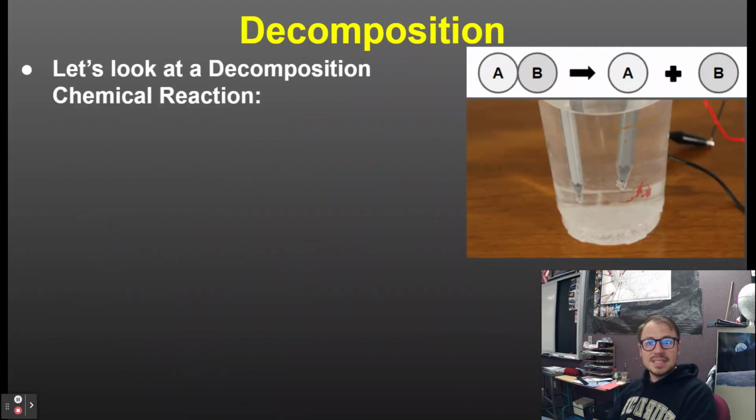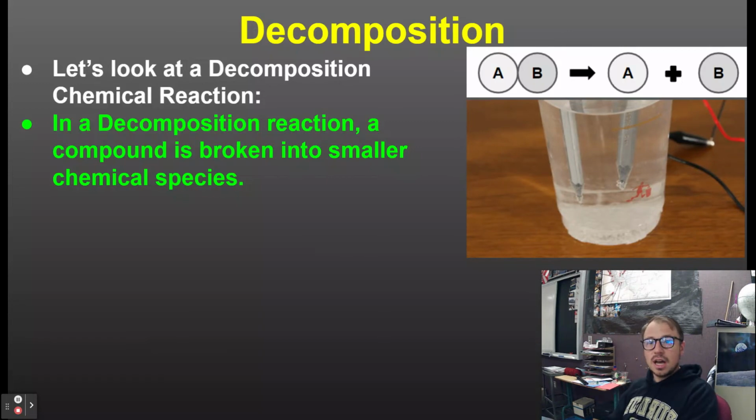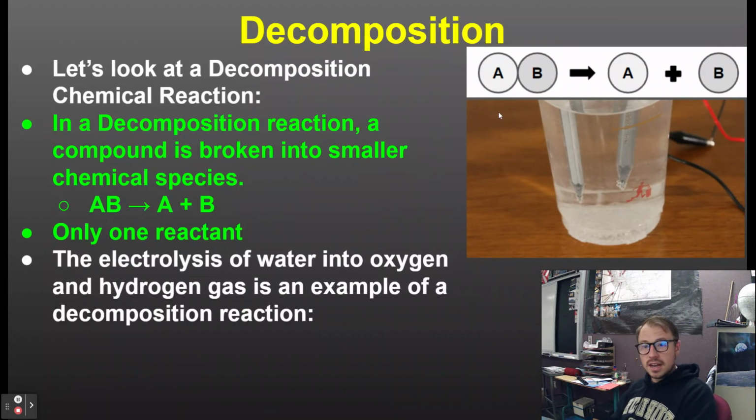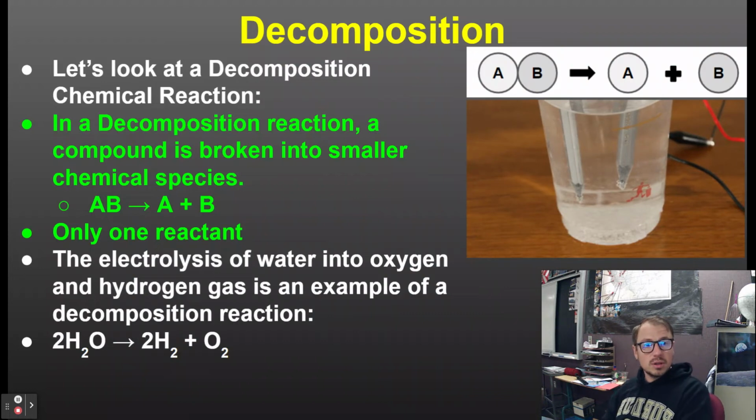Now, the next type is a decomposition reaction. This is a compound is broken into smaller chemical species. So this is AB reacts to form A plus B. And you can see that reaction model up in the top right. And there's only one reactant. So this is the exact opposite of a synthesis reaction. So you can see up at the very top, AB reacts to form A plus B, and there's only one reactant, only one thing on the left side of that arrow. Now, the electrolysis of water into oxygen and hydrogen gas is an example of a decomposition reaction. So this is the chemical equation for that. I've got water, I run electricity through it, and it's going to break the hydrogen and the oxygen apart.